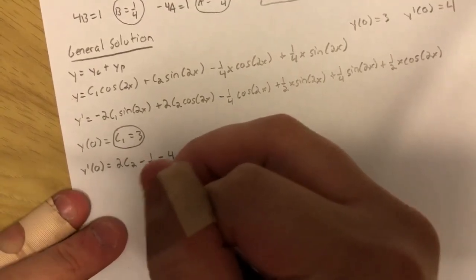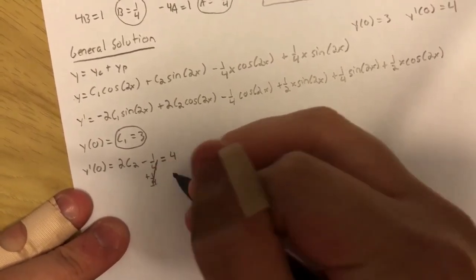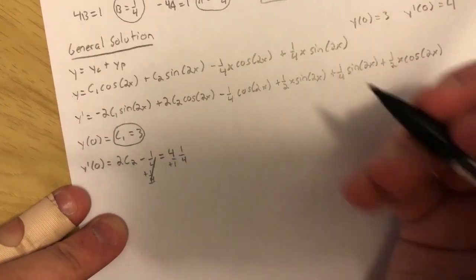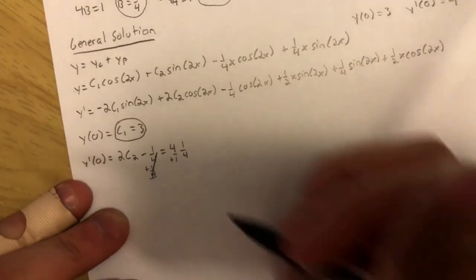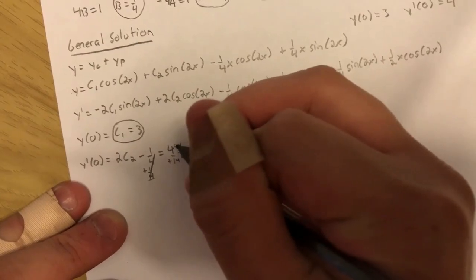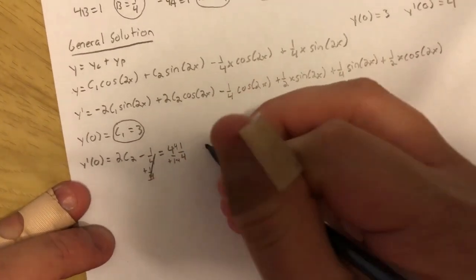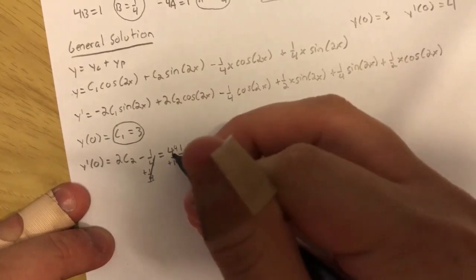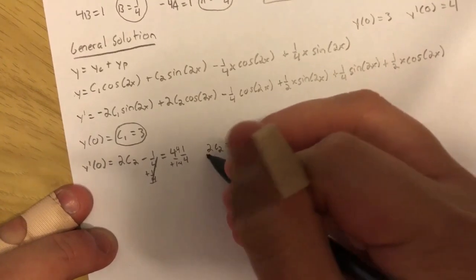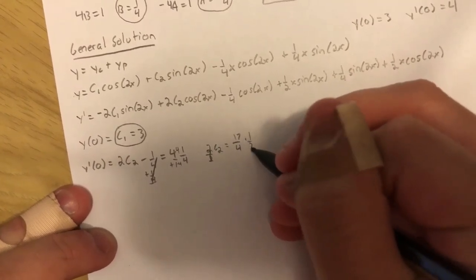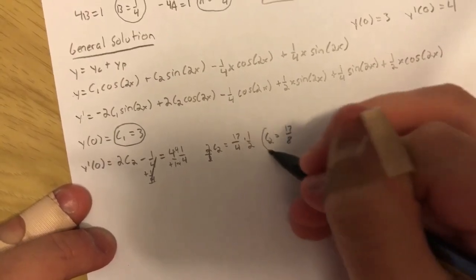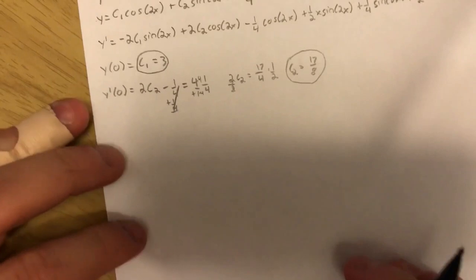Now we add 1/4 to both sides. You could either put this into a calculator, 4 plus 0.25, or you can multiply both sides over here by 4. We find that 2c2 equals, so 4 times 4 is 16 plus 1, 17/4. Divide by 2, or multiply by 1/2. Find that c2 equals 17/8. Circle that, because that is very important.